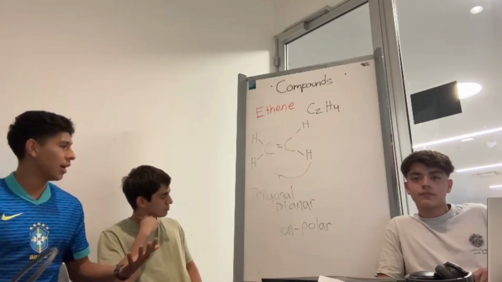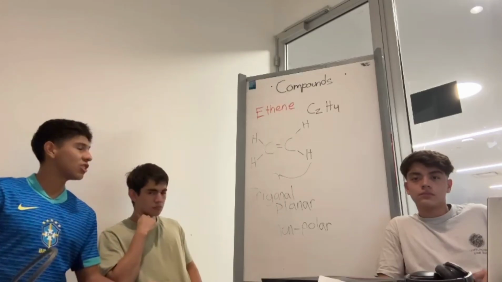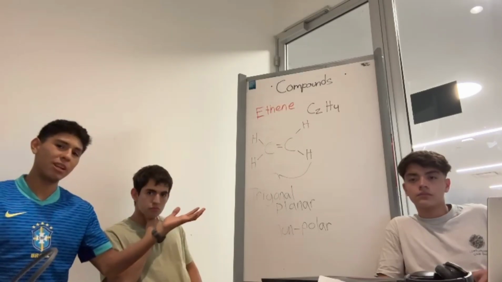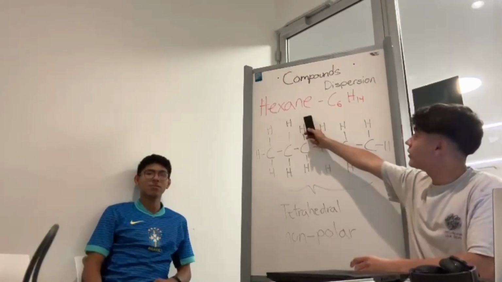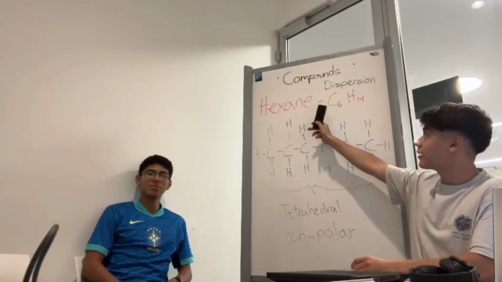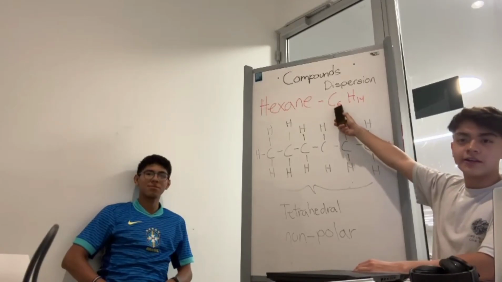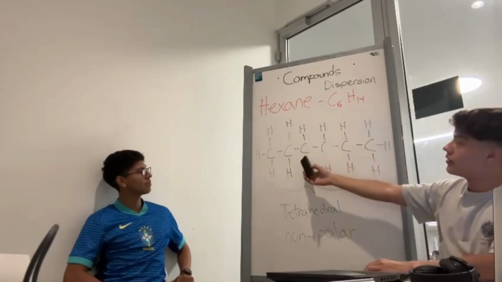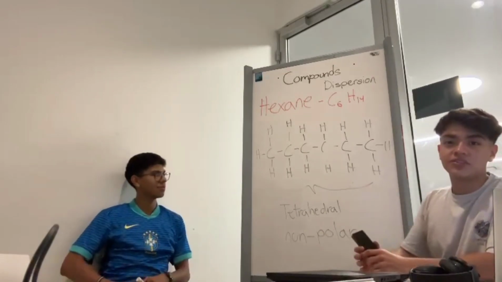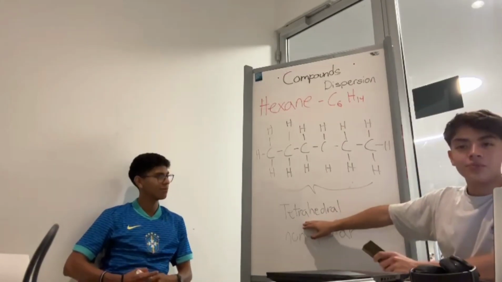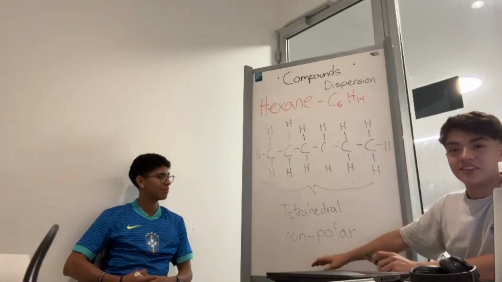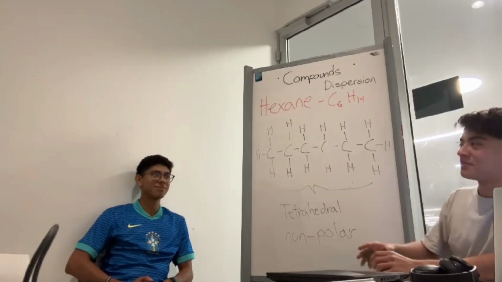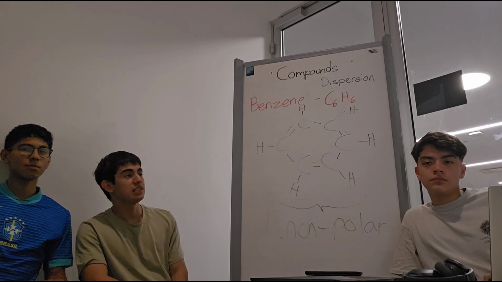Also, it is a non-polar molecule because the hydrogens are well distributed, having 2 on the left and 2 on the right. The next one is hexane. Hexane is composed of 6 atoms of carbon and 14 atoms of hydrogen, and this is its Lewis structure. The geometry is tetrahedral, and it's non-polar.